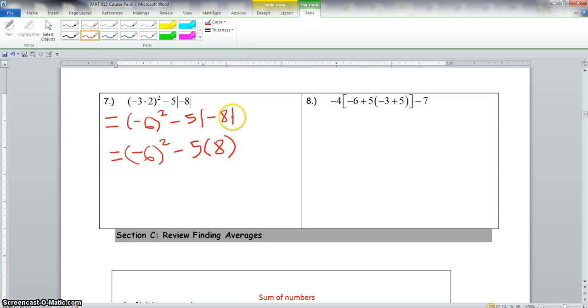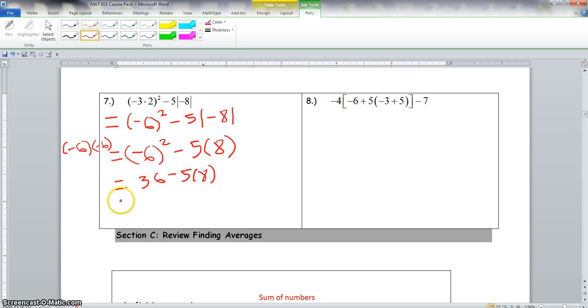So we would change the absolute value into a parenthesis, and this negative 8 will become positive. So now we do this exponent, as we have exponent, subtraction, multiplication. So negative 6 in parentheses squared is negative 6 in parentheses times negative 6 in parentheses. Negative 6 times negative 6 is positive, and 6 times 6 is 36, minus 5 times 8.